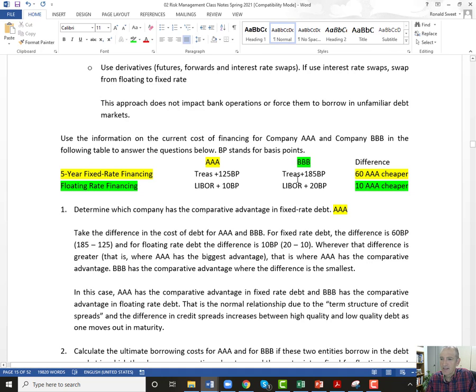If none of that makes any sense to you, then just know AAA needs to be in the swap where they have the bigger advantage. BBB needs to be in the swap where they have less of a disadvantage. All right, so AAA has the comparative advantage in fixed. BBB has the comparative advantage in floating. It will almost always be that case because of what we call the term structure of credit spreads. Higher quality entities tend to have bigger advantages the further out you go, just because it's more likely BBB is going to default in 5 years than it is they're going to default in, say, 3 months.